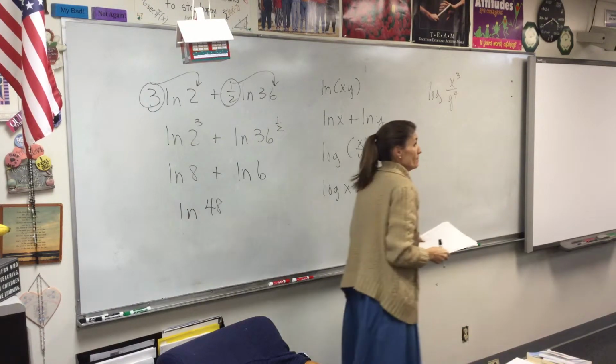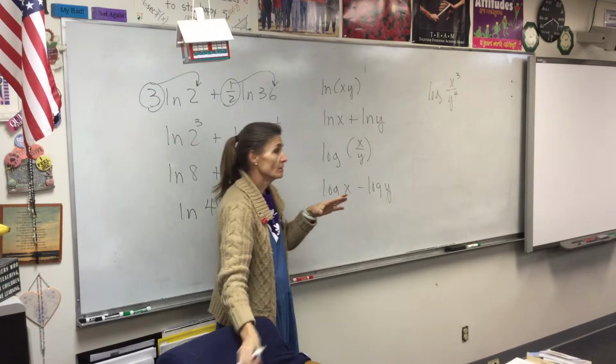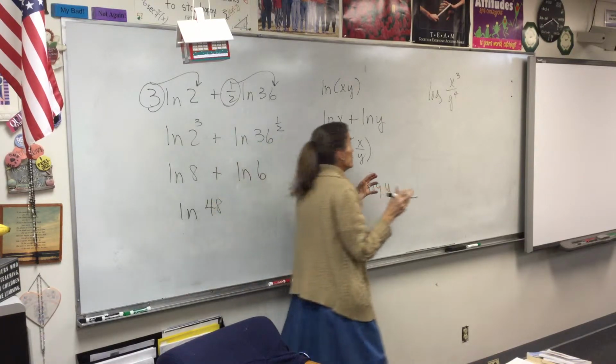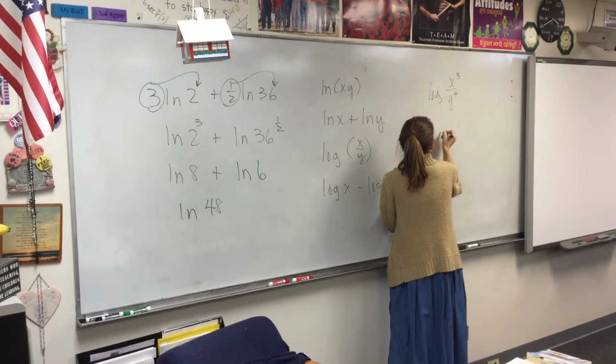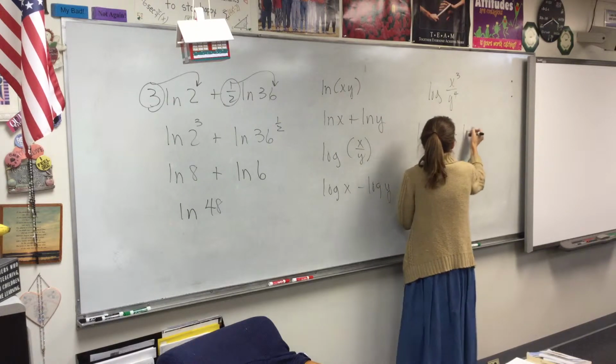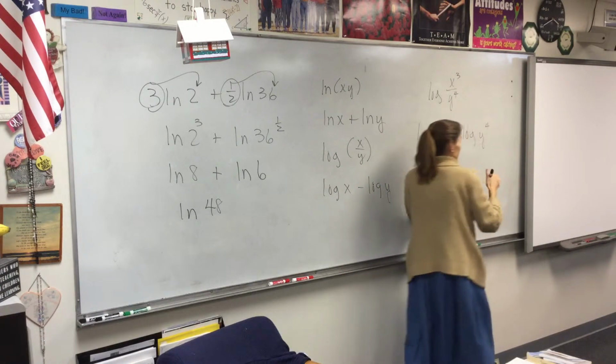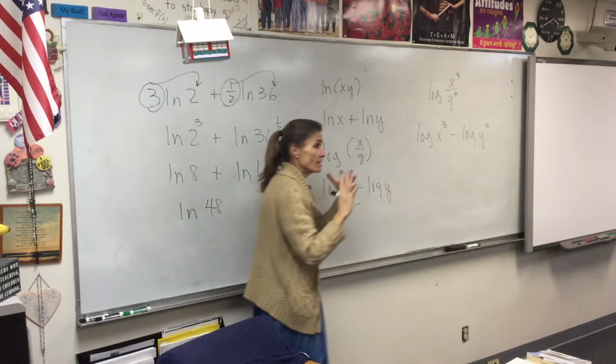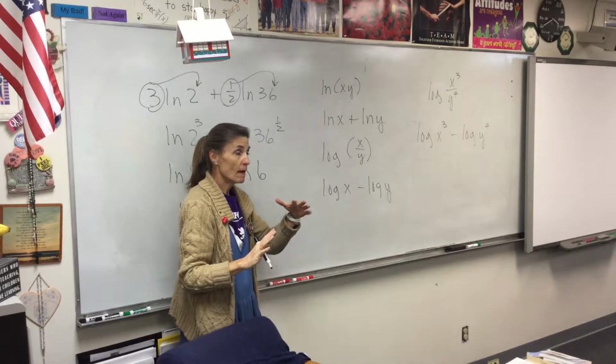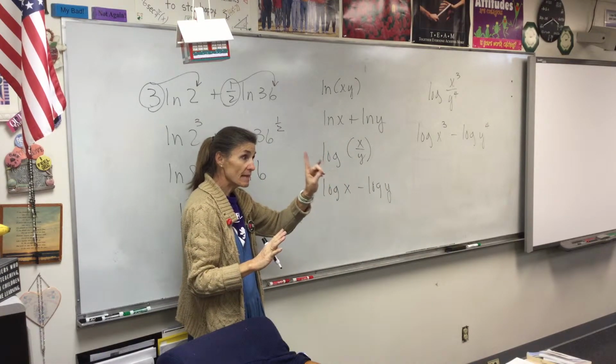Okay, step 1. Pull it apart. So it's going to be log x cubed minus log y to the fourth. So stop and catch your breath. You see what I've done? I'm not done, but that's step one.